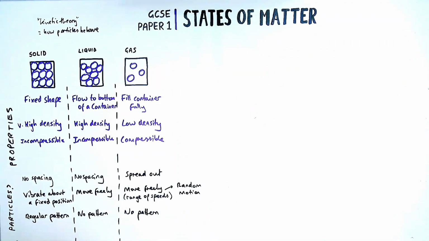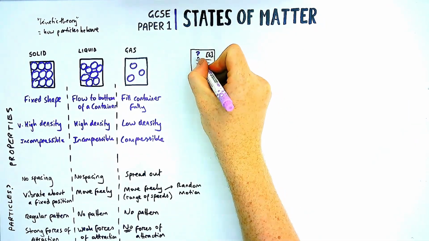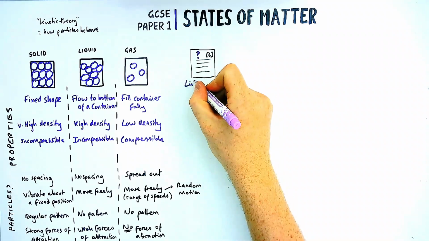And the last thing we're going to look at is the forces of attraction, or the bonds between particles. Solid particles have very strong forces of attraction between them, and in a liquid the particles have very weak forces of attraction. In a gas they have no force of attraction at all, mainly because they're so spread out there's no possibility for those bonds to exist.